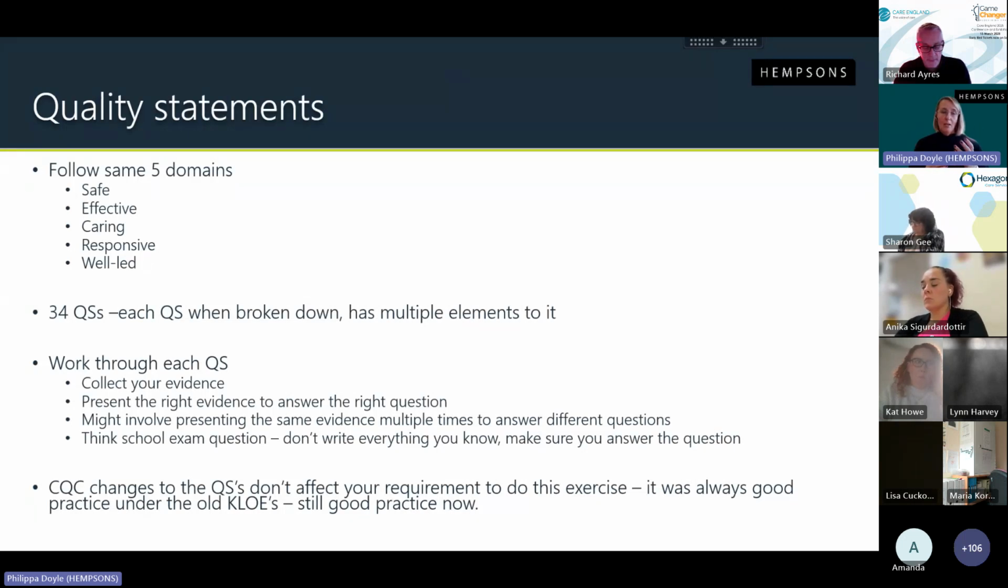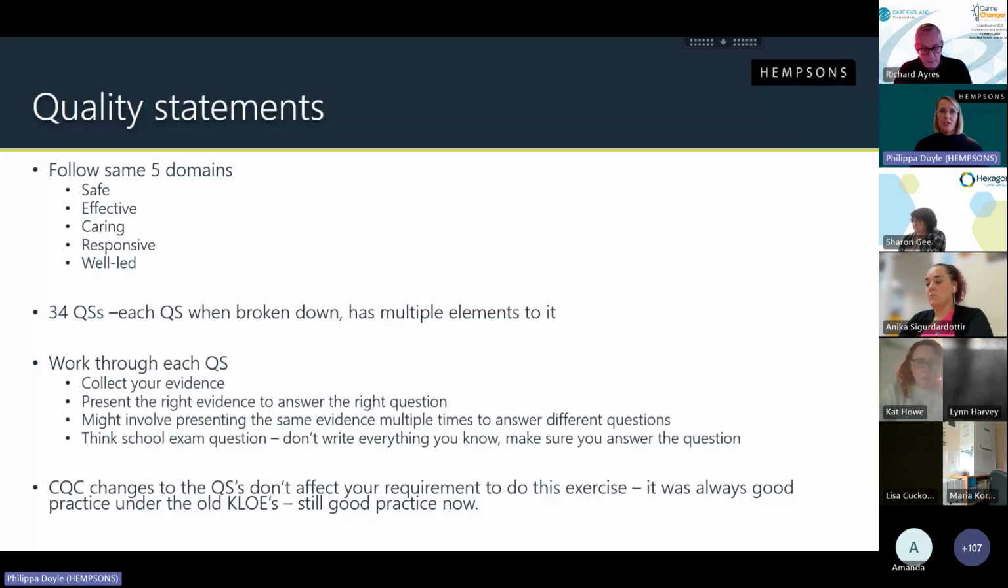And it might mean that that piece of evidence that you've got, you might need it 4, 5, 6 times, because you might need that same piece of evidence multiple times to answer different questions. But again, think about the fact that CQC are inputting things into a computer model. Don't just give them that one piece of information and expect them to remember that actually I need to use that for question 4 and question 18 and question 32. You might need to provide that same piece of evidence 3 or 4 times to answer those different questions. So be ready to provide it multiple times.